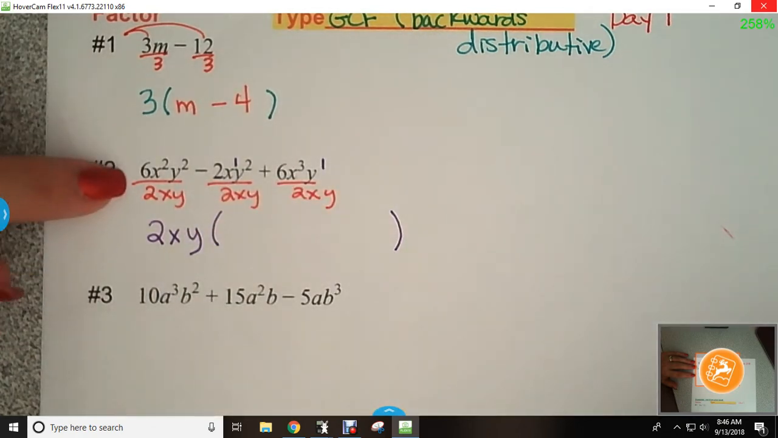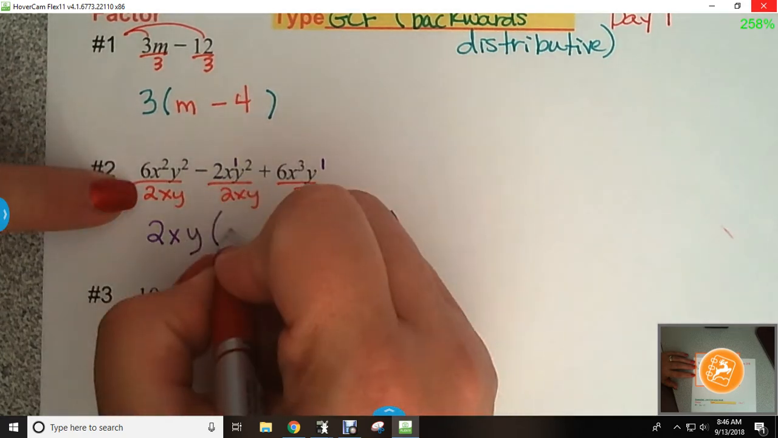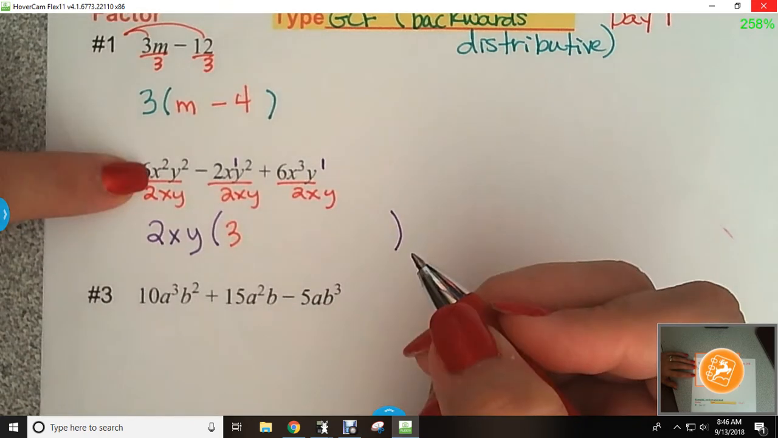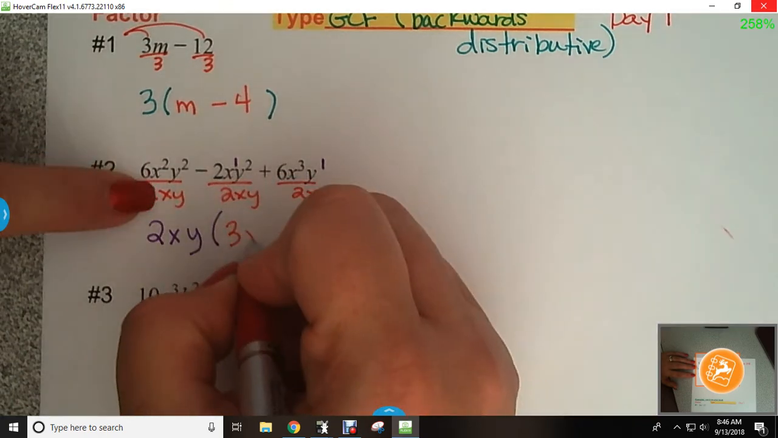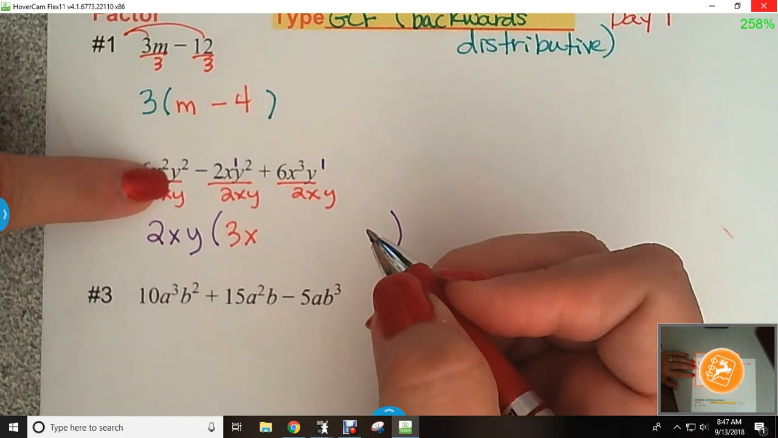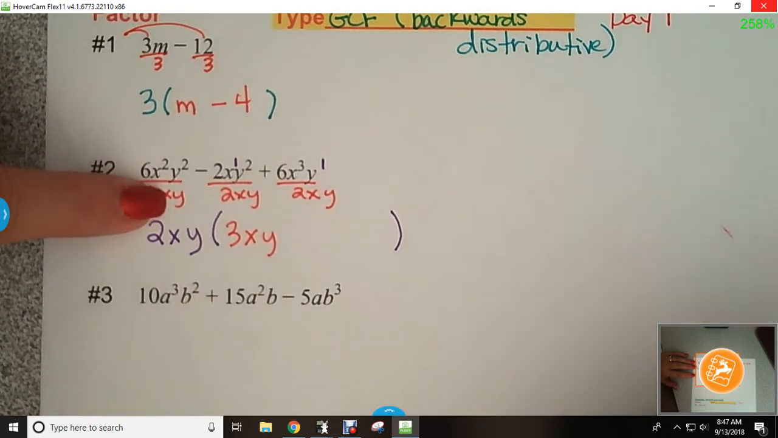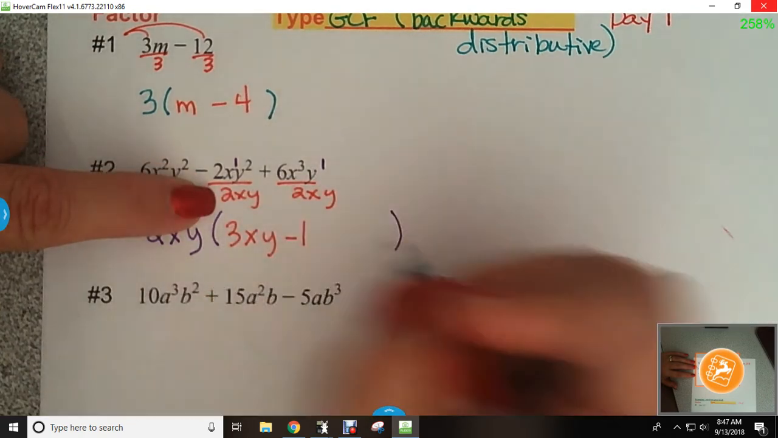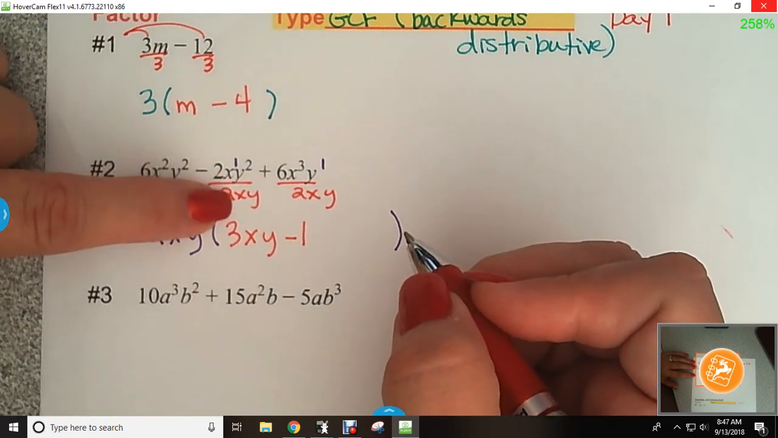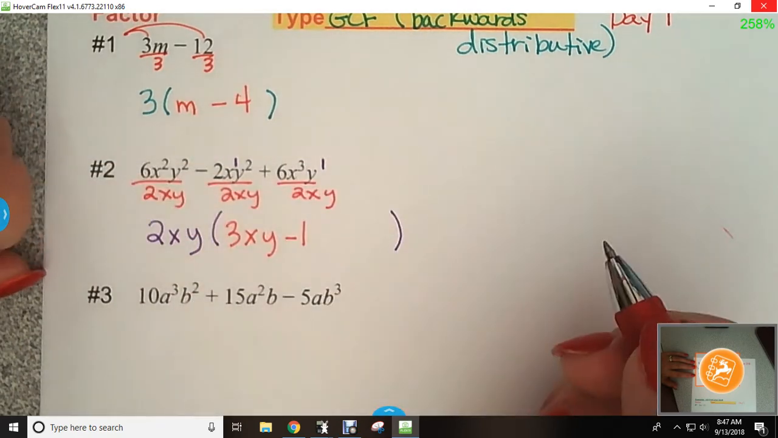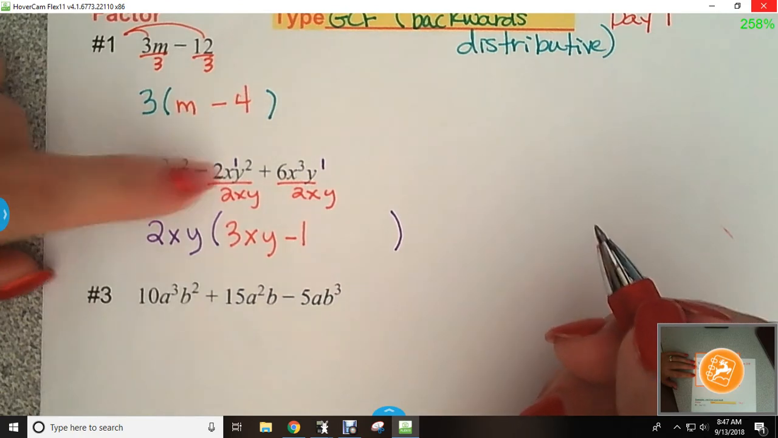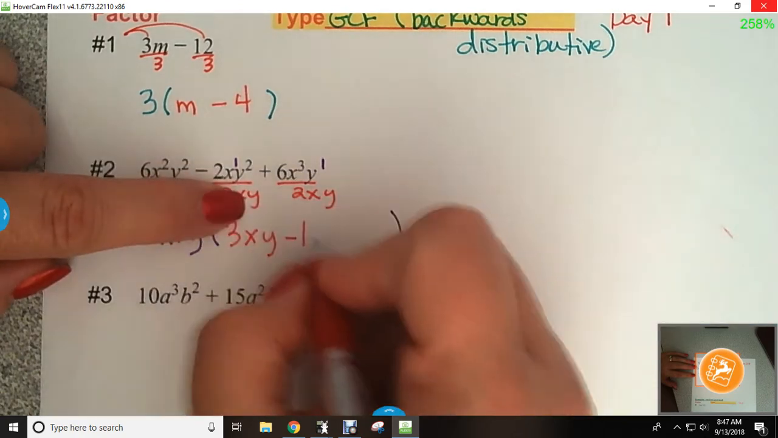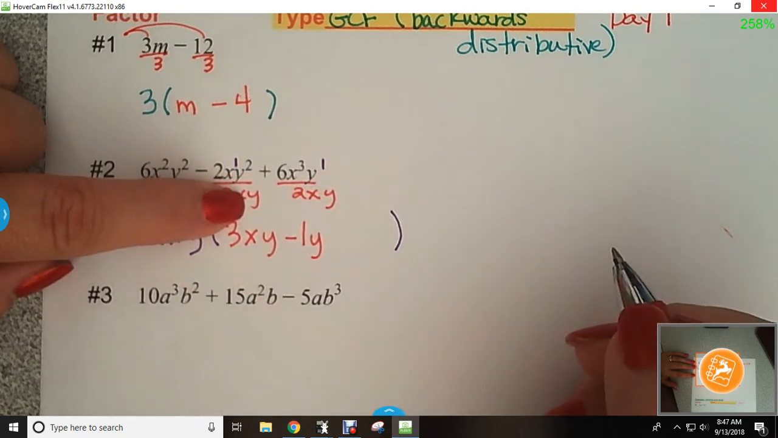So for my first term, when I divide 6 divided by 2, I get 3. X squared divided by x is x. Y squared divided by y is y. Now let's move on to the second term. -2 divided by 2 is a -1. X to the first divided by x to the first, well, those are going to cancel each other out. And then y to the second divided by y to the first is y to the first.